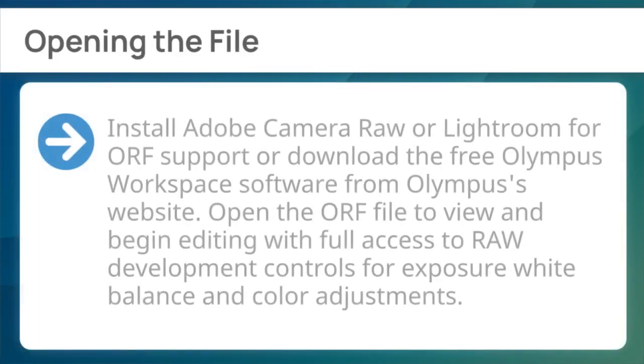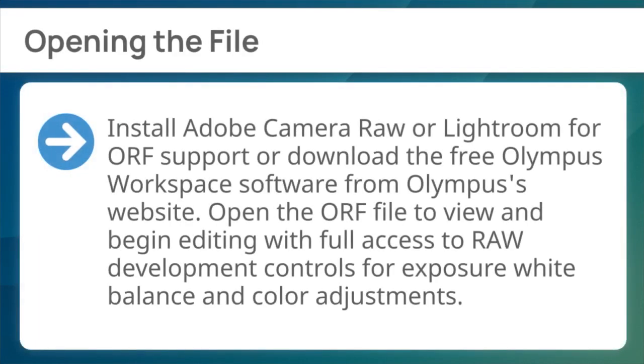First, opening the file. Install Adobe Camera Raw or Lightroom for ORF support, or download the free Olympus Workspace software from Olympus's website. Open the ORF file to view and begin editing with full access to RAW development controls for exposure, white balance, and color adjustments.